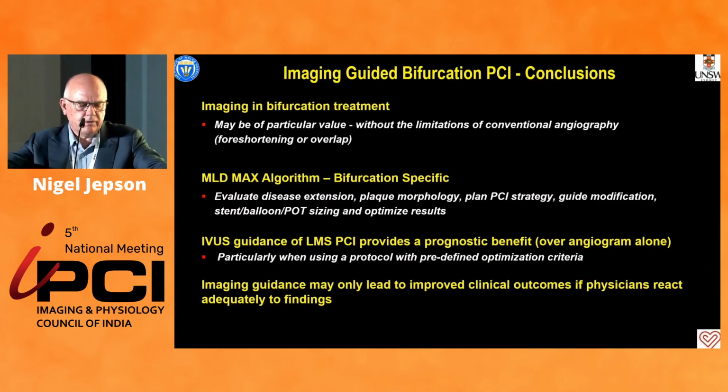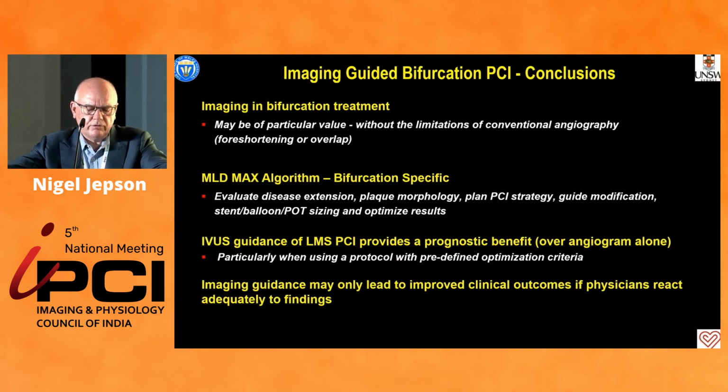So in summary, imaging in bifurcations is important and of particular value given the limitations of angio. We can apply the MLD max algorithm, but can be bifurcation specific, evaluating disease extension, plaque morphology. We can plan our bifurcation intervention, guide the modification, choose our devices and optimise. But particularly IVUS guidance in left main provides a prognostic benefit over angio, but particularly when we use the protocol of predefined optimisation criteria. And as I mentioned, imaging guidance will only lead to improved outcome if we react adequately and integrate the data.